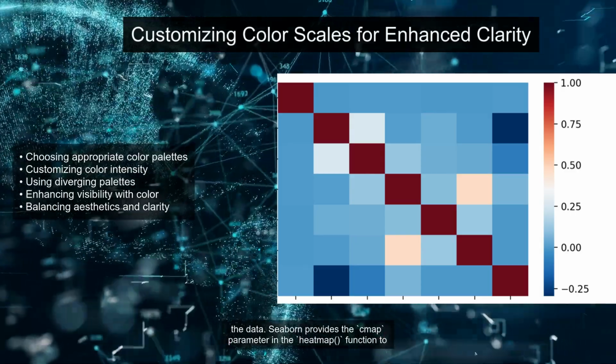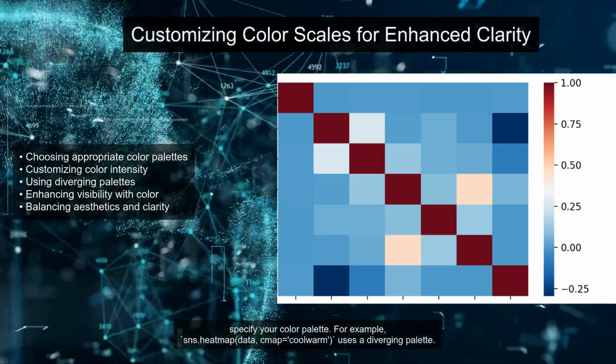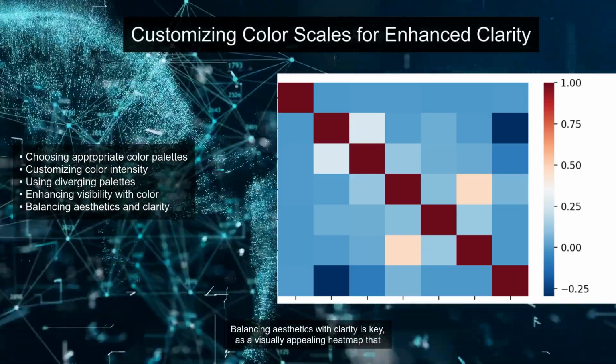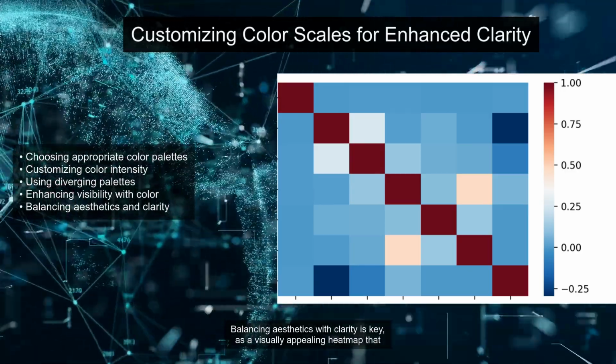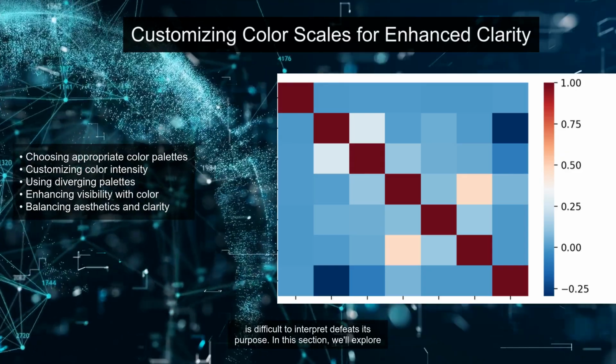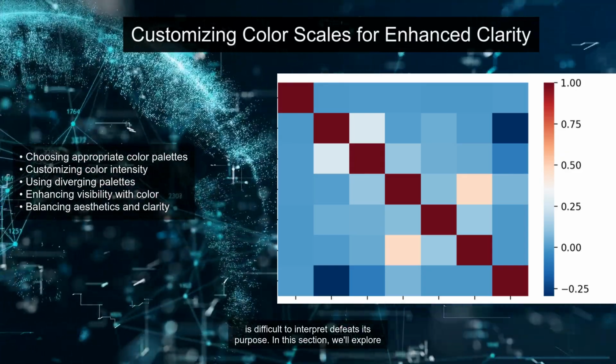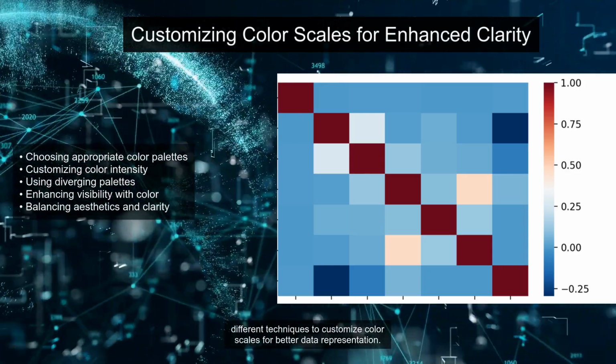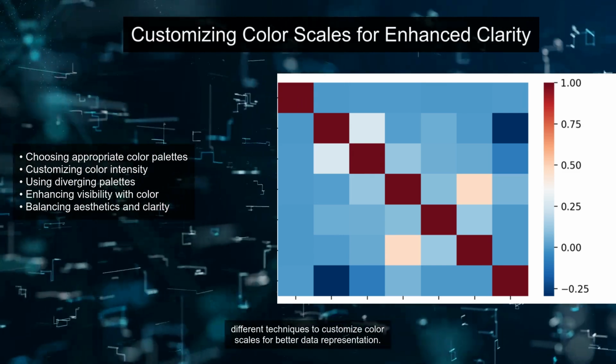For example, sns.heatmap(data, cmap='coolwarm') uses a diverging palette. Balancing aesthetics with clarity is key, as a visually appealing heatmap that is difficult to interpret defeats its purpose. In this section, we'll explore different techniques to customize color scales for better data representation.